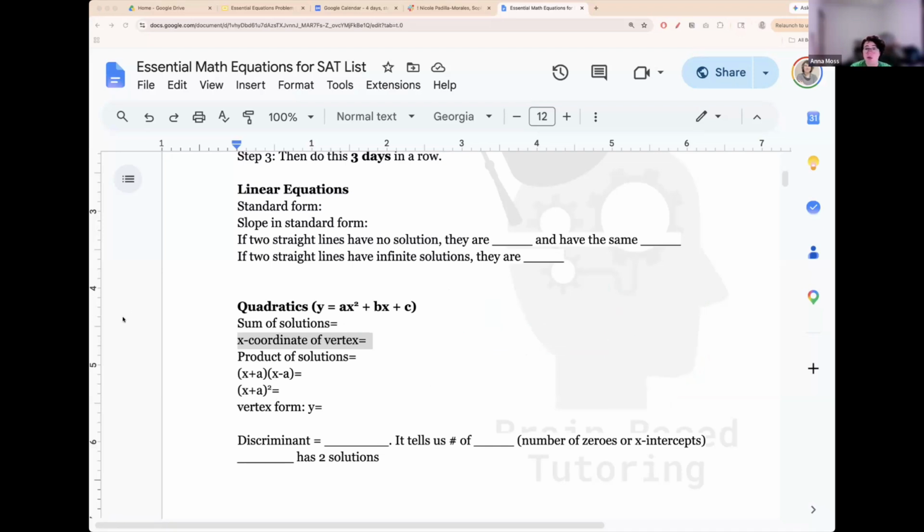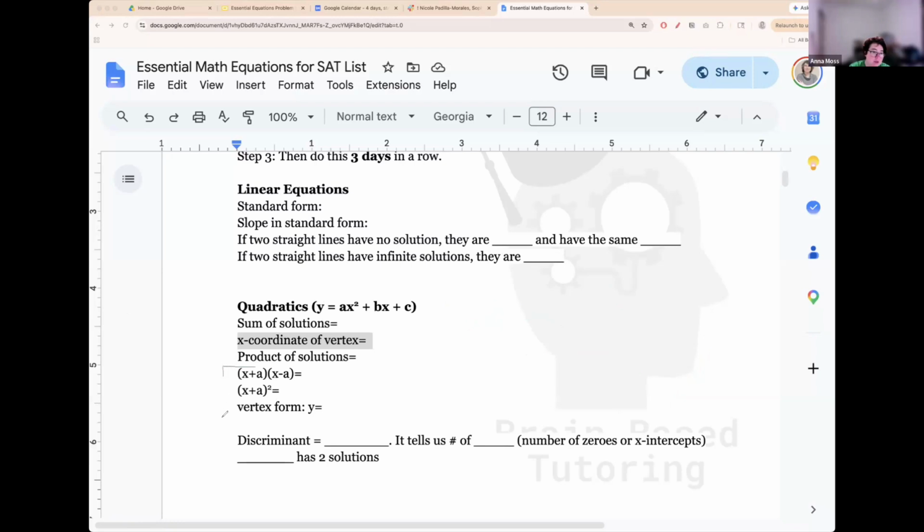All right, the product of solutions isn't as common, but if you were to multiply the solutions together, you would get c over a. You can derive this from the quadratic formula if you'd like. It's kind of cool, but it's not really necessary just for the test.